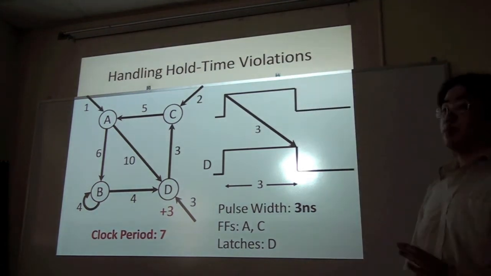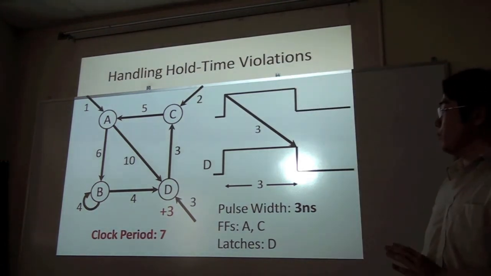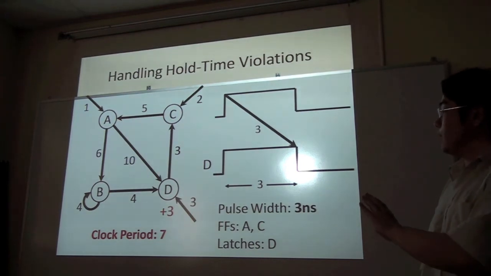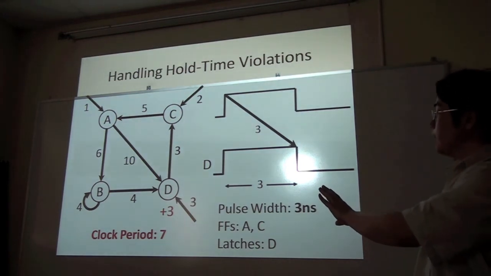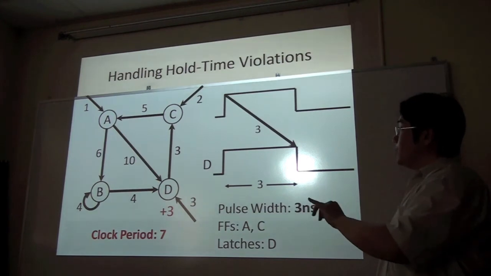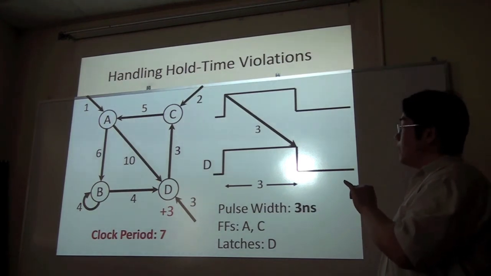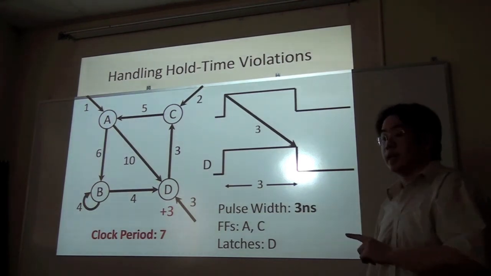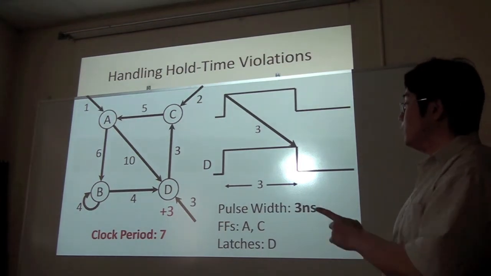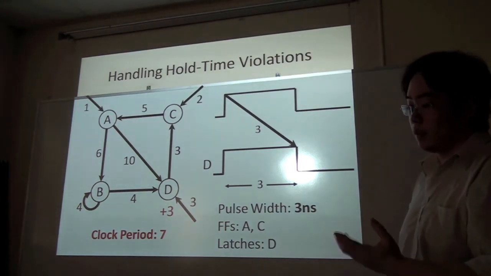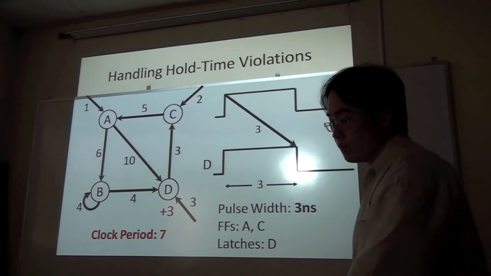So if we add these modifications and we try to resolve for the optimal clock period, we can quickly see that A to D is still the limiting edge, but it can only borrow 3 nanoseconds or 3 time units from D now, yielding a clock period of 7 time units.